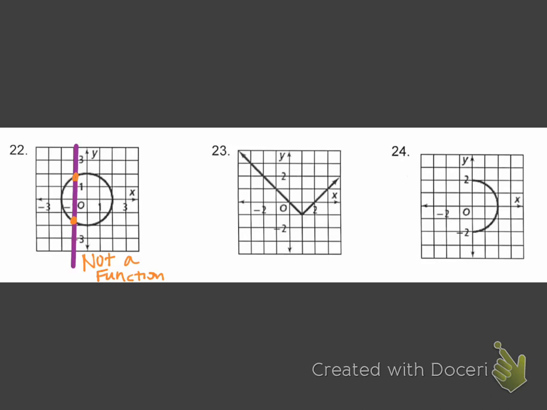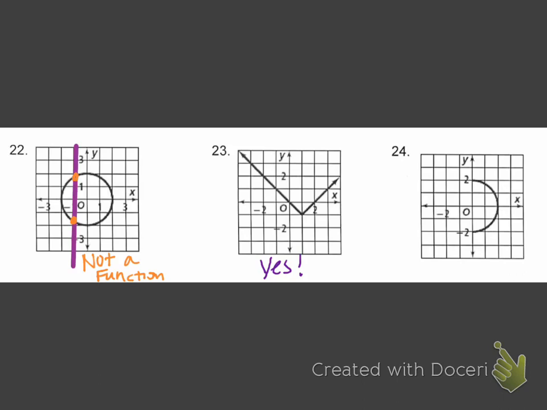All right, for graph number 23, if we do our vertical line test, we scan across the whole graph left to right, we see that we don't touch two places at the same time. So this one is going to be a function.